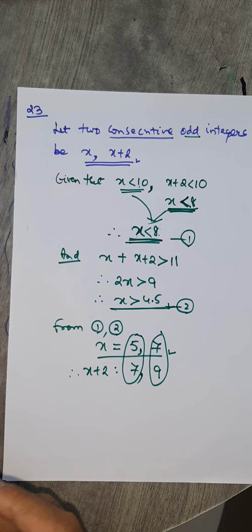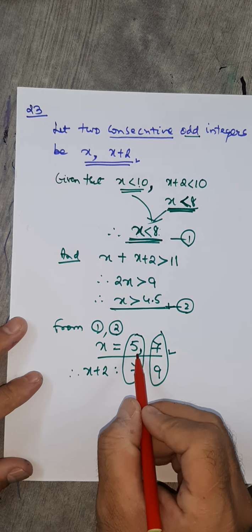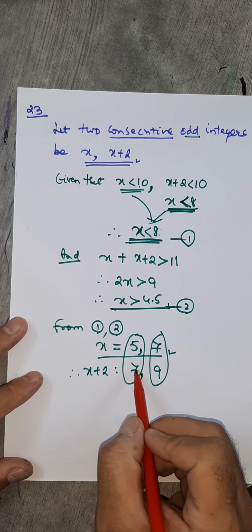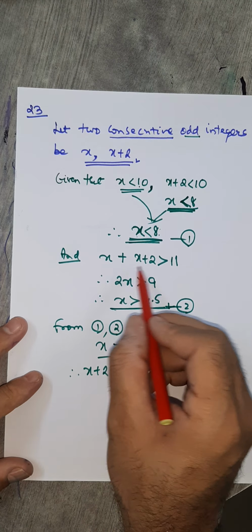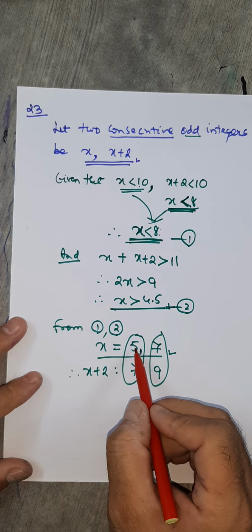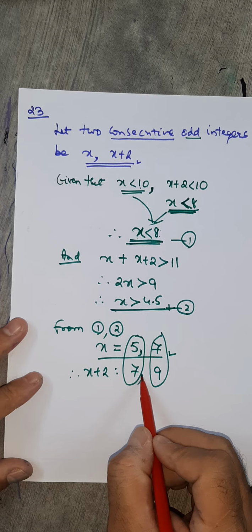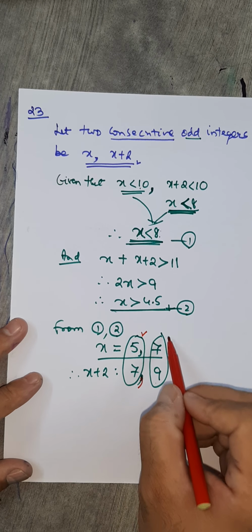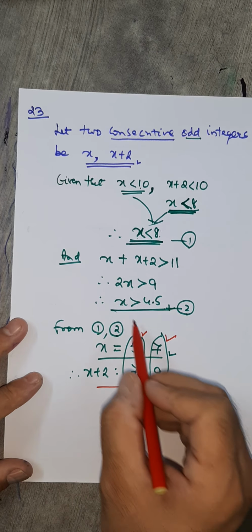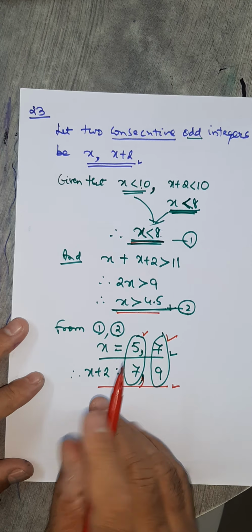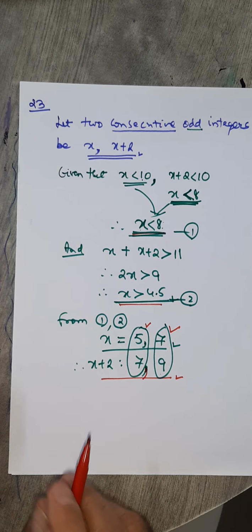These are the two successive pairs, two consecutive odd integers for which the summation, look, the summation of this is more than 11, and of this is also more than 11, and every number is less than 10. So these are the two pairs, 5 and 7 and 7 and 9. We have just used these two conditions, remember. Okay.